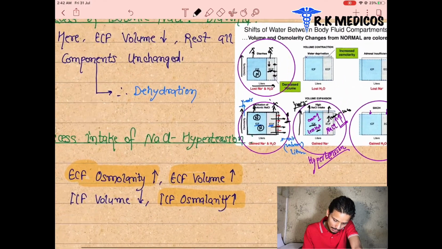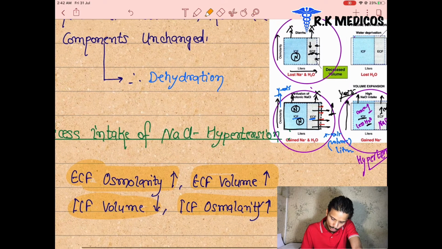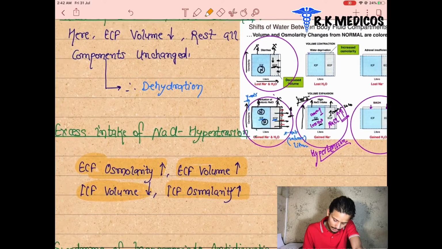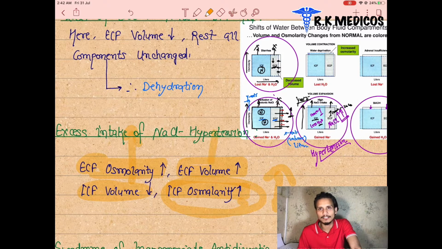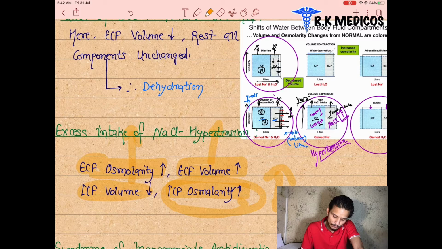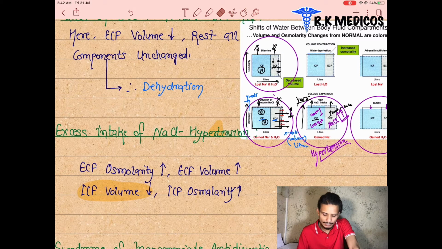The intracellular volume is decreased. You can see in the picture also, intracellular volume is going to be decreased. Next, intracellular osmolarity is increased, extracellular osmolarity is increased, extracellular volume is increased. What is the decrease here? Only intracellular volume will be decreased. The intracellular fluid compartment will be decreased in volume. So why does it happen when the person suffers from hypertension?